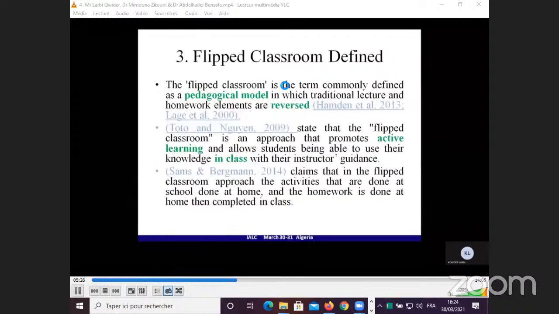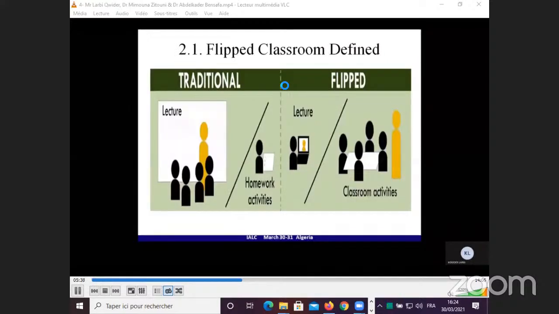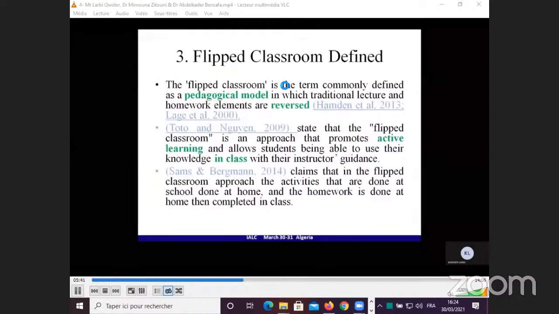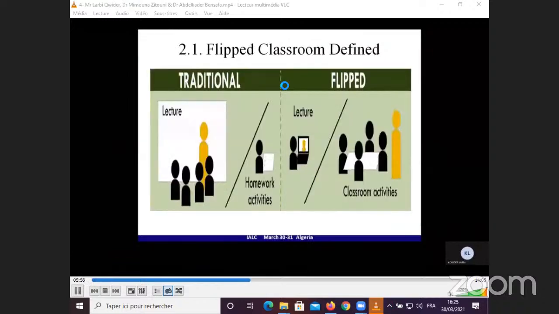Similarly, Millman states that it is an approach that seeks to enhance teaching performance via the diffusion of information to the students using videos and podcasts, and the application during the course through classroom discussions and group work. Another definition was introduced by Bishop and Verleger in 2013, in which they see the flipped classroom as a two-part learner-based teaching model with interactive teaching experiences during and outside the classroom. However, Sams and Bergman, who were introduced before, claimed that in the flipped classroom approach, what is done at school is done at home, and homework done at home is completed in class.